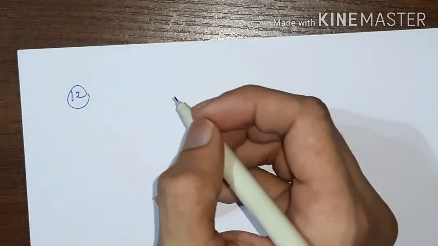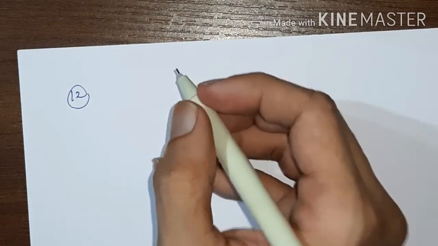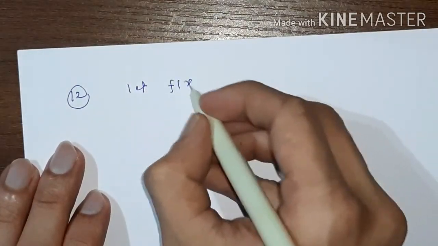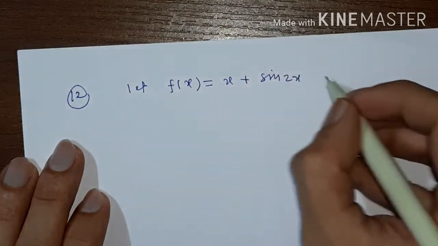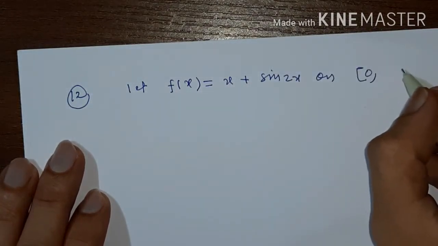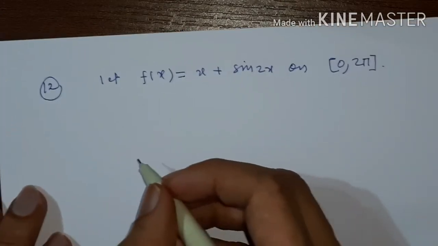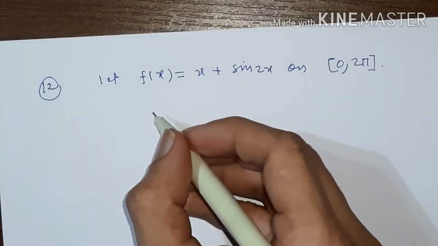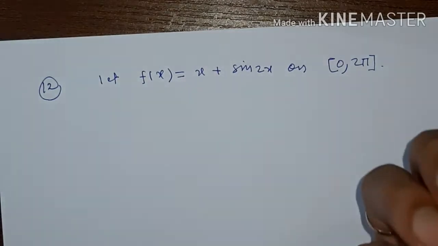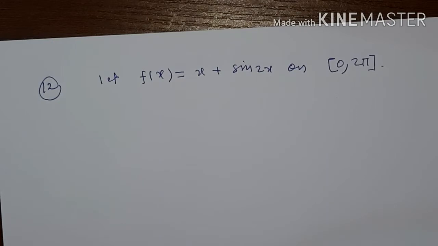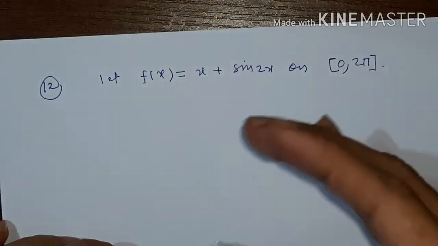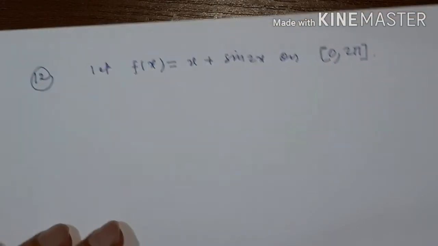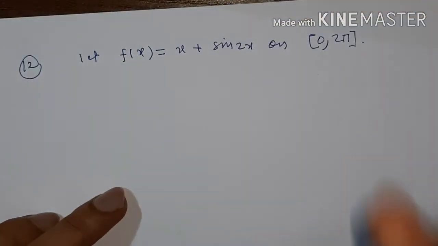Since the function has no name, we have to take a name for the function. So let f(x) be equal to x plus sine 2x on 0, 2 pi. So now what we have to do is find the critical points. See, the method is the same as you do for the problems where you have found the maximum and minimum of functions on the given interval. Same method. You know that you have to find the critical points, and at the critical points you have to find the value of the function, and also at the end points.